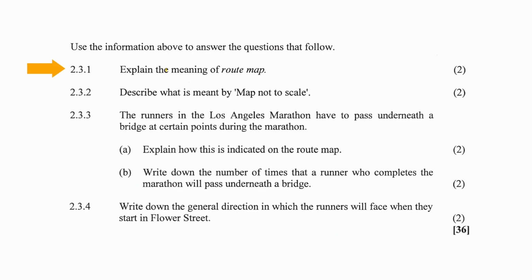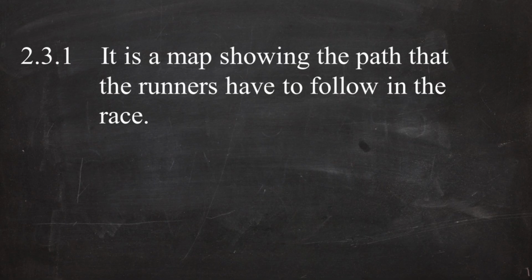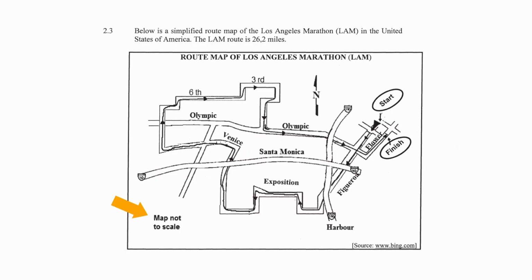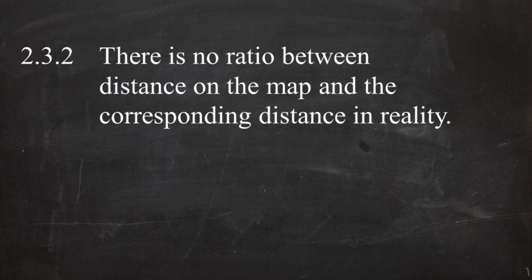In question 2.3.1, you have to explain the meaning of a route map. It is a map showing the path that the runners will have to follow in the race. In question 2.3.2, you have to describe what is meant by map not to scale. When a map is not drawn to scale, it means that there is no ratio between the distance on the map and the corresponding distance in reality.